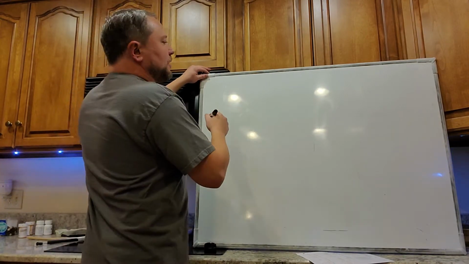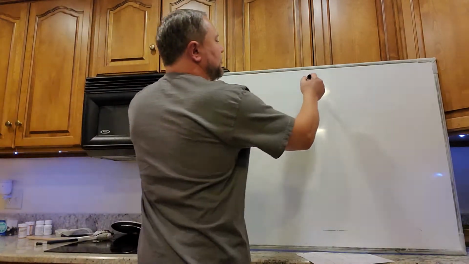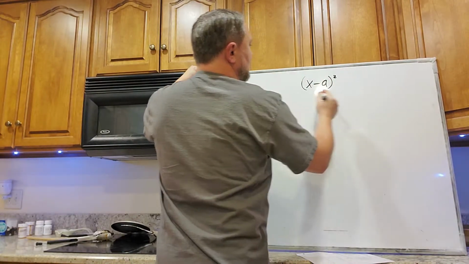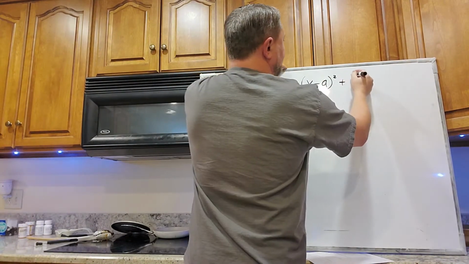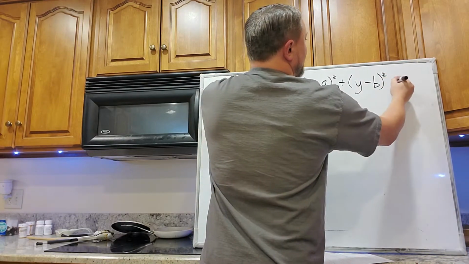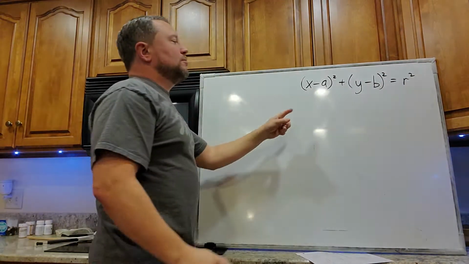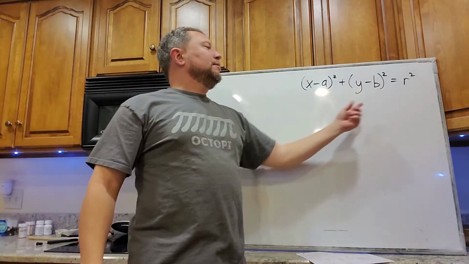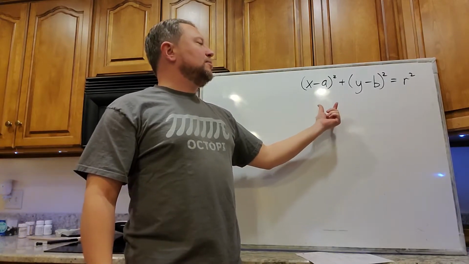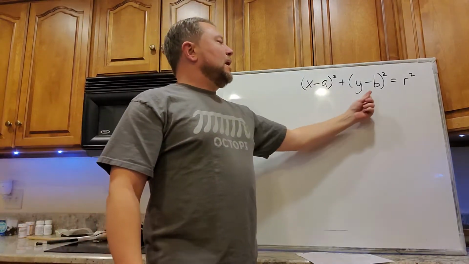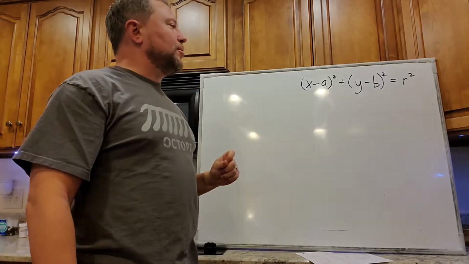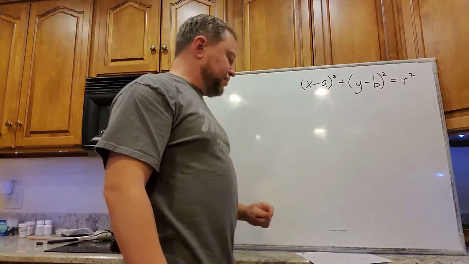Don't forget that the equation of a circle always fits this format where we have x minus a, that quantity squared, plus y minus b, that quantity squared, equals the radius squared. And remember, the opposite of this a value here is the x value of our center, and the opposite of this b value is the y value of our center point. And of course, r stands for radius.